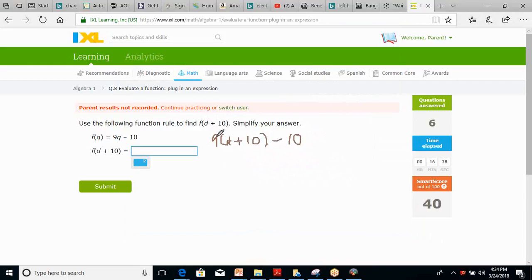All right, so you're going to get 90. 9 times 10 is 90 minus, so 90 minus 10 is 80. So let's write that in. This is going to be 9D plus 80, because 9 times 10 is 90 minus 10, that's 80.